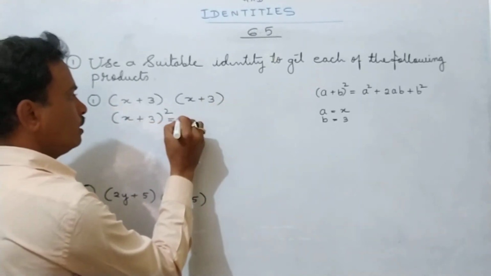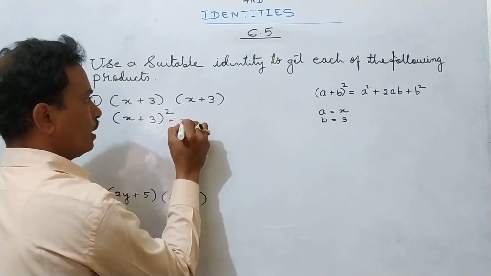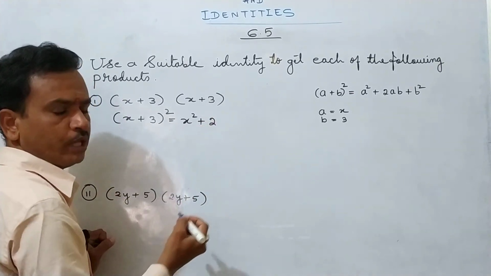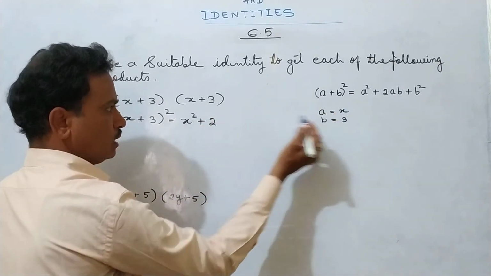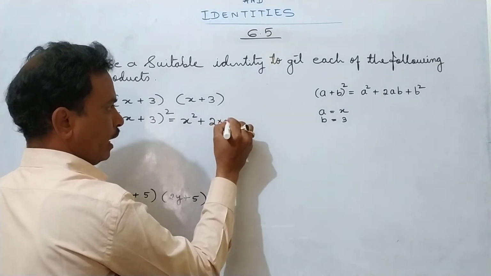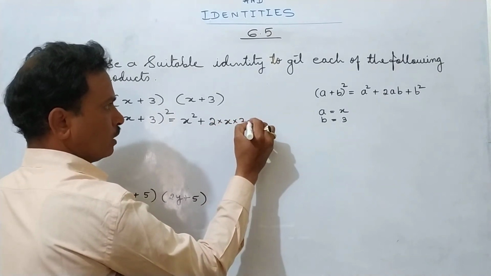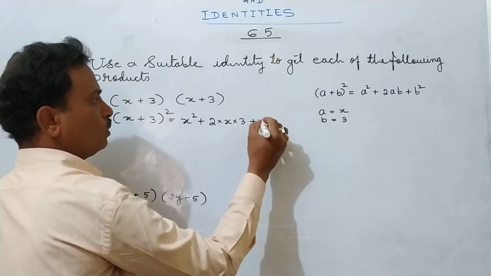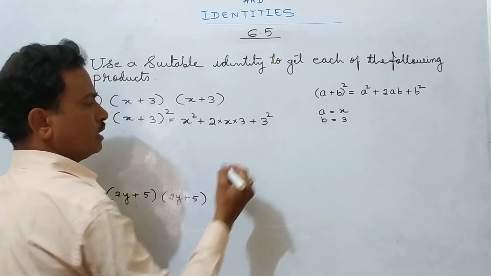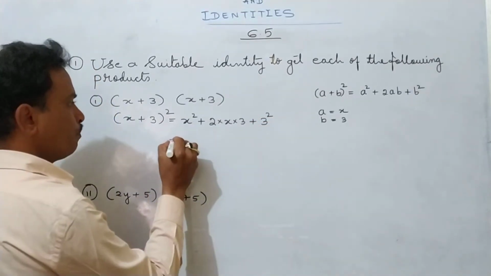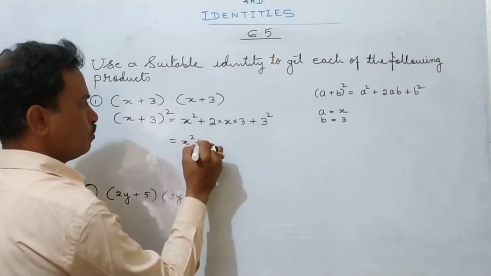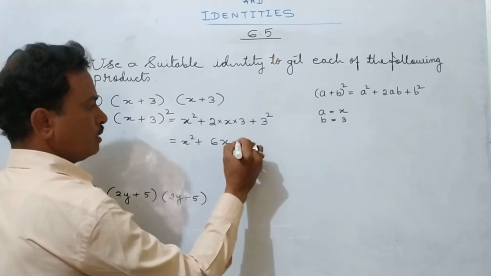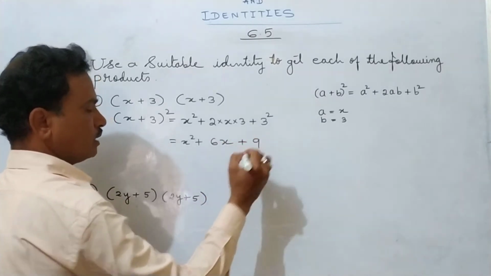So first term, how to write? A square means x square. Then plus 2a into b. A is x, b is 3. 2 into x into 3. Then plus b square. B is equal to 3, so you should write 3 square. Then x square as it is, plus 2 3s are 6 into x, 6x, plus 3 square is 9.